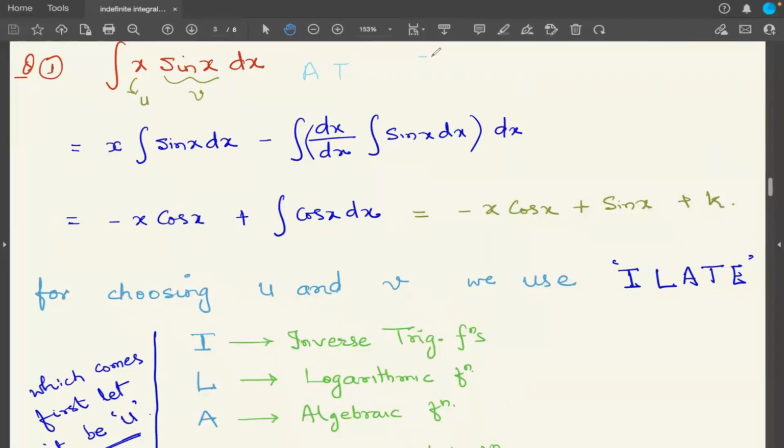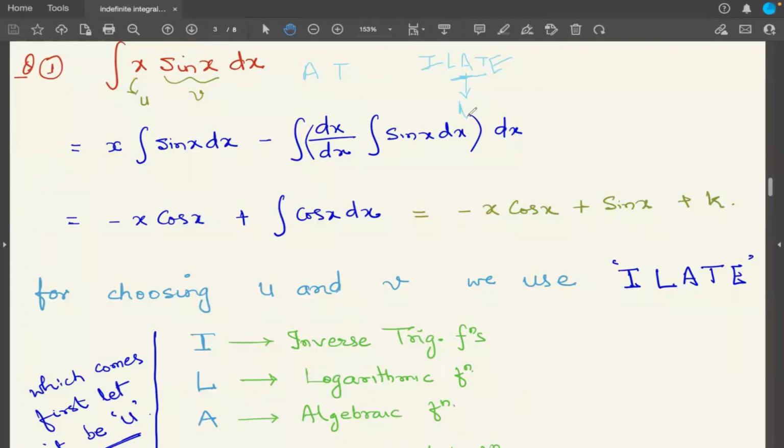So according to the ILATE rule, जो भी इस लिस्ट में पहले आए, like I, L, A, T, E is our U. So यहाँ पे हमारे पास algebraic function है and trigonometric function है. तो ILATE के according algebraic function पहले आ रही है. So we take it as U. The function which comes first will be U. जो भी पहले आए, this is a proper sequence, I, L, A, T, E. और इसमें जो भी पहले आएगा, we write it as U.